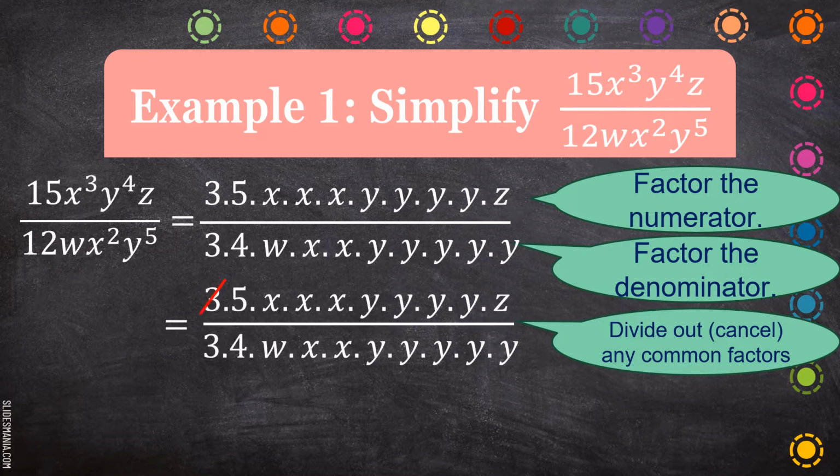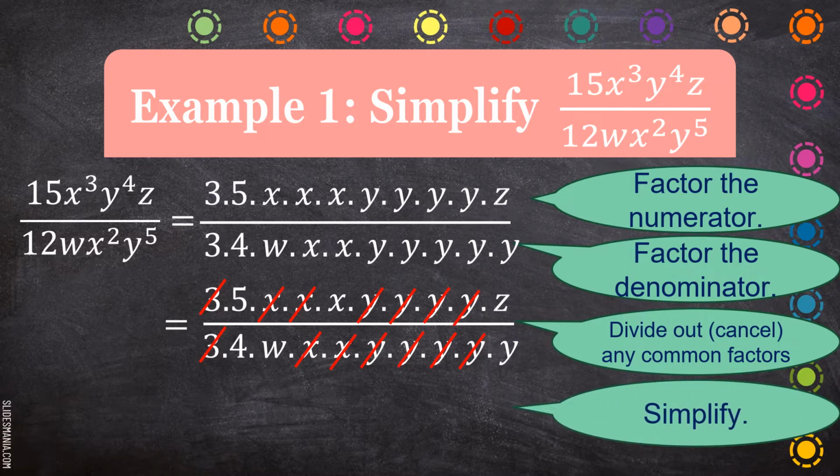So we can cancel out 3 and then x, x, and y, y, y, and y. And then we have to simplify by multiplying the remaining factors.